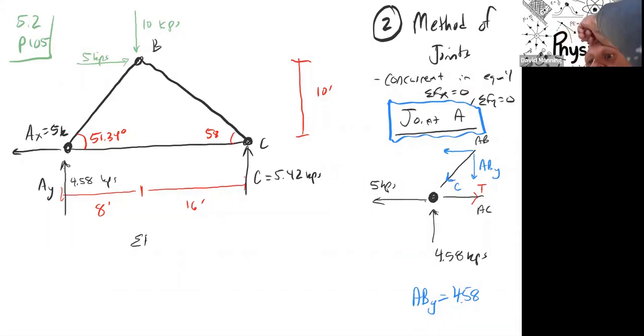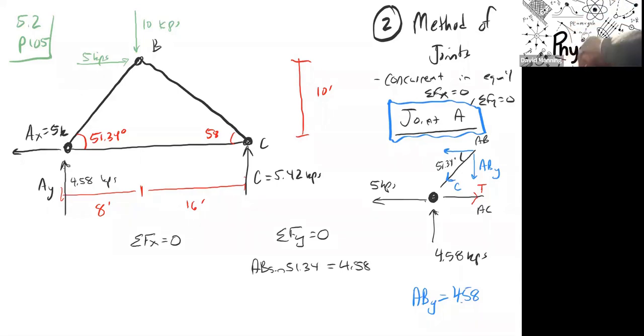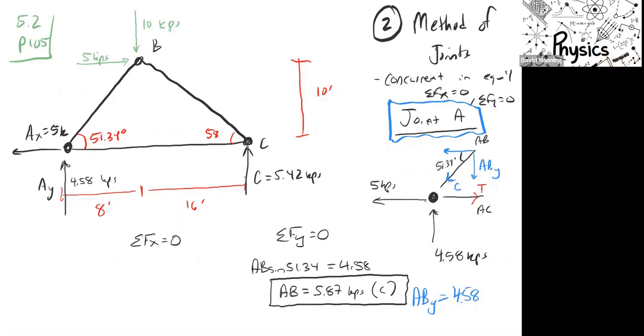We have the sum of the forces in the x equals 0 and the sum of the forces in the y equals 0. Well, we have to do the y first because we have ABY. We know this angle here is 51.34 degrees. So we can say AB sine of 51.34 equals 4.58. And then we can solve that for AB. 5.87 kips, and we know it's compression. That's our first answer. We solved for member AB.